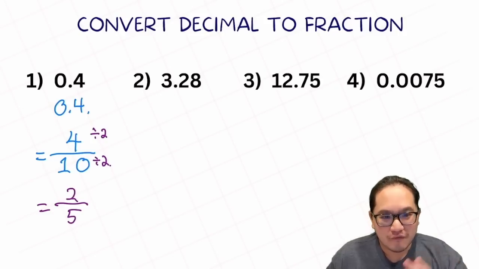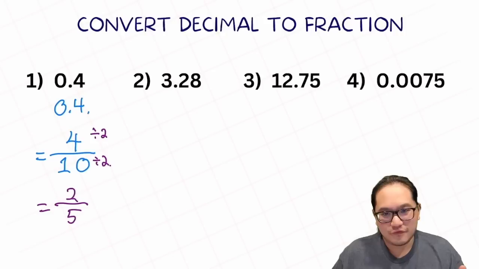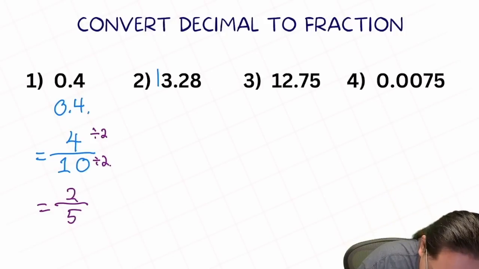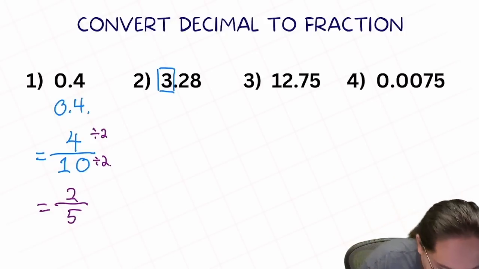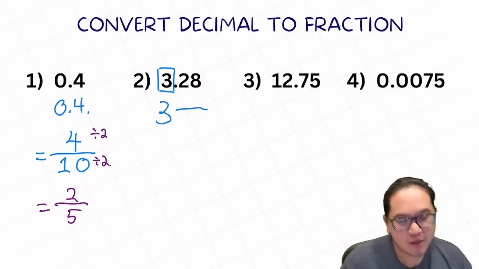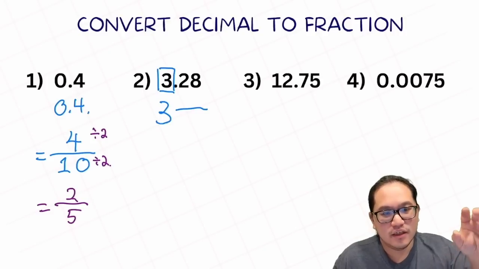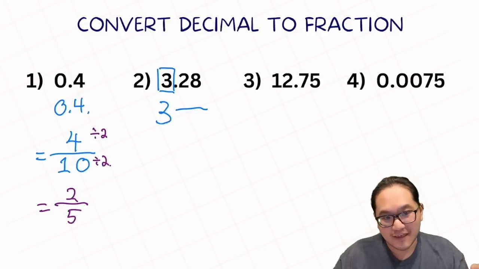All right, for our next example, we got 3.28. So how do we convert that to a fraction? First, we know that anything before the decimal is a whole unit, and we don't really need to convert it. It's just 3. All we worry about when we convert decimal to fraction is the digits after the decimal, on the right side of the decimal.